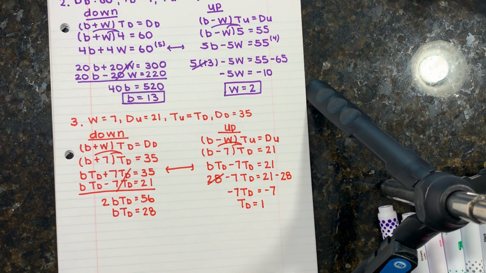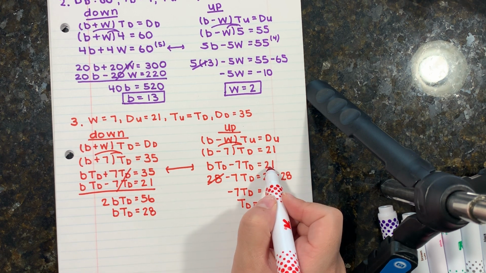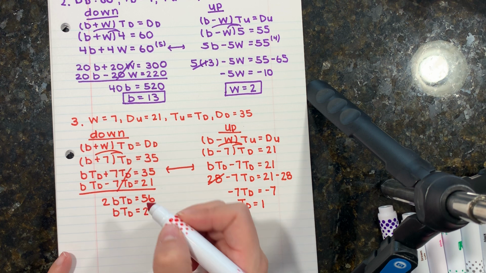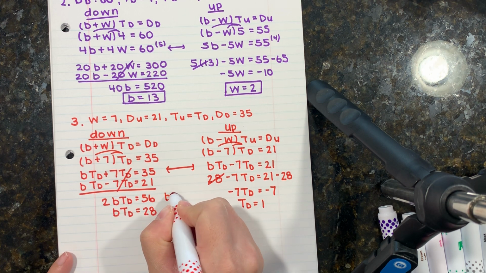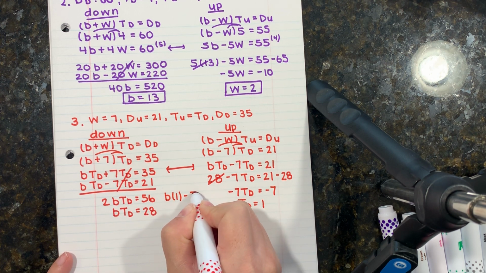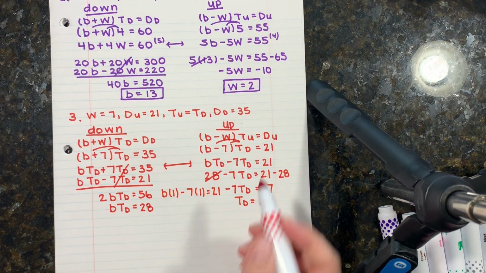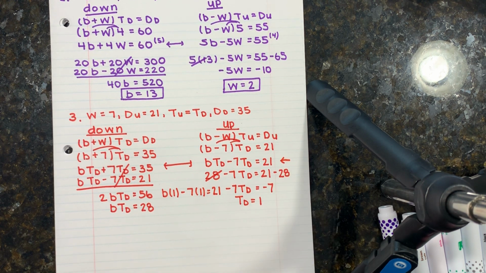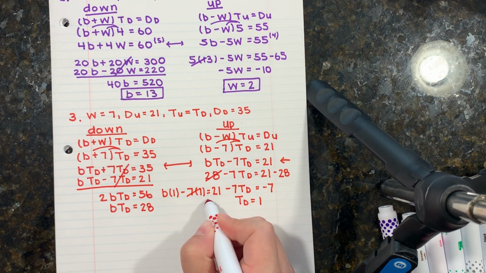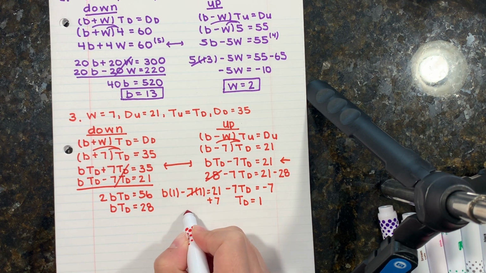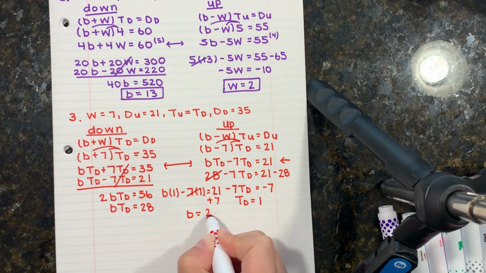But again, that's not one of my answers. What I want to solve for is what B is equal to. So now I can take this and plug it into either of these equations here and solve for what B is equal to. I'm going to plug it into this equation on the right-hand side, which is B times 1 minus 7 times 1 equals 21. So I plugged it into this equation right here. Now move the 7 to the other side by adding it. So therefore B is equal to 28.